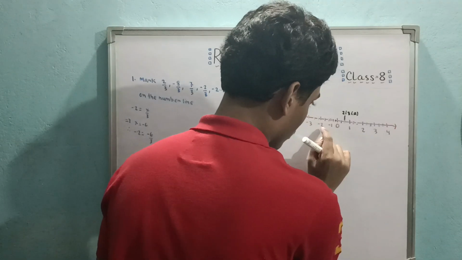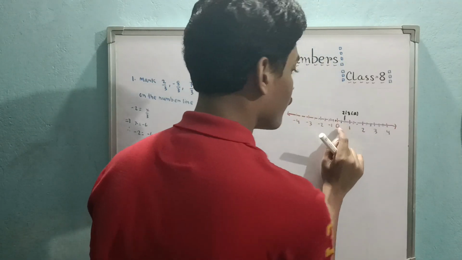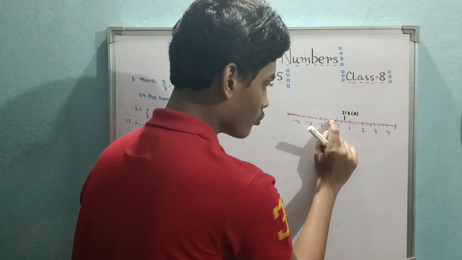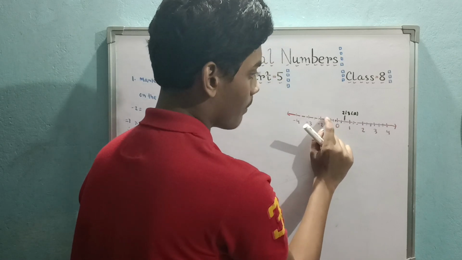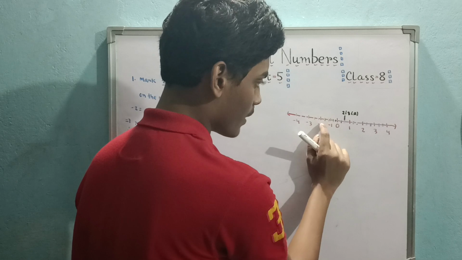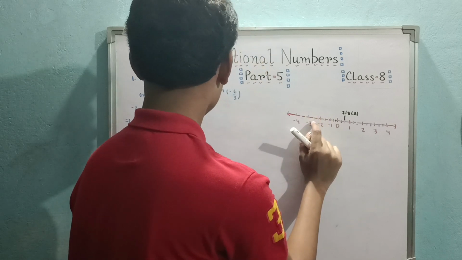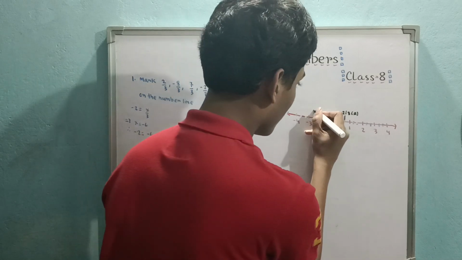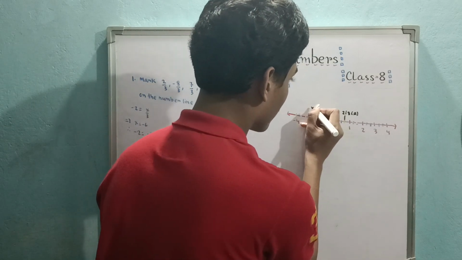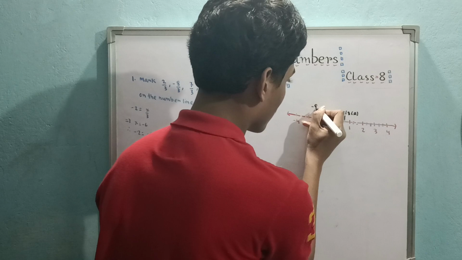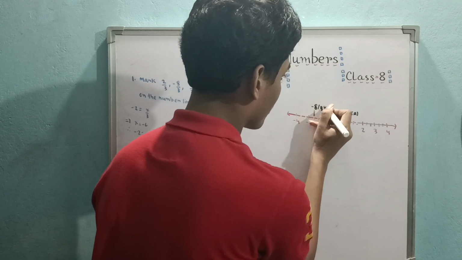Suppose this is 0 by 3, minus 1 by 3, minus 2 by 3, minus 3 by 3, which is minus 1. Minus 4 by 3, minus 5 by 3, minus 6 by 3, which is minus 2. Minus 7 by 3, minus 8 by 3. Minus 8 by 3 is here. Got it.